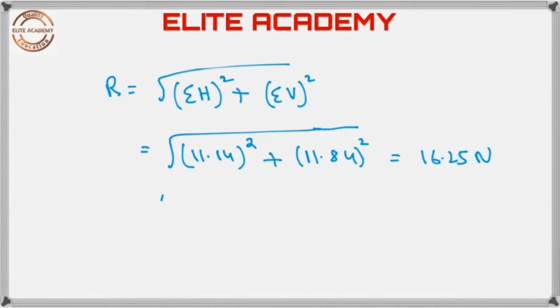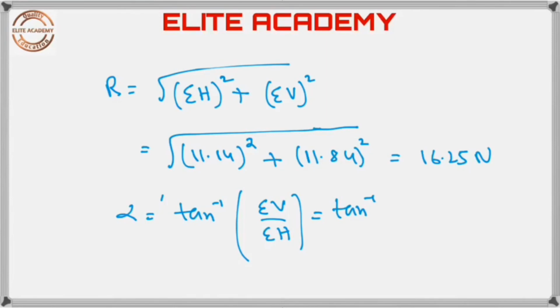So we get R is equal to 16.25 newtons. Let us find the direction of this resultant. Alpha is equal to tan inverse sigma v divided by sigma h. So we get tan inverse 11.84 upon 11.14, which is equal to 46.74 degrees. This is the magnitude and direction of the resultant.